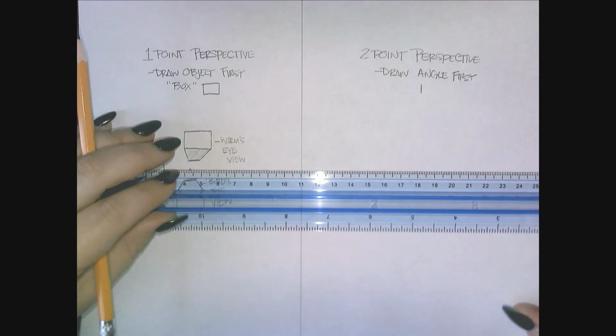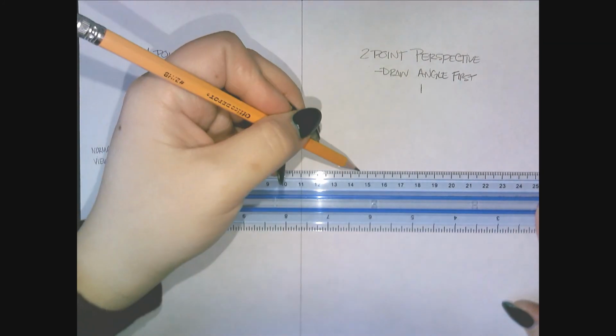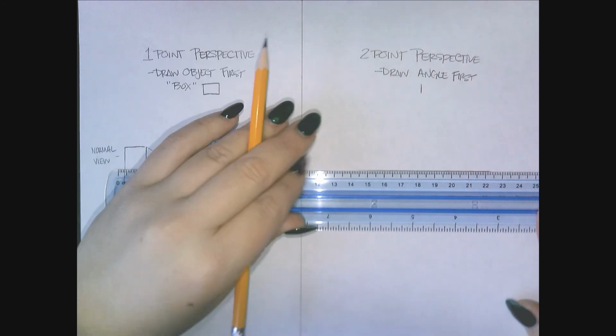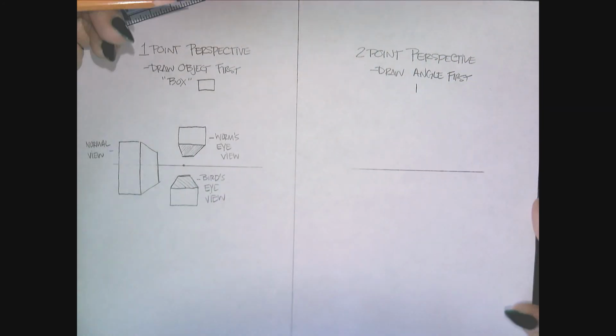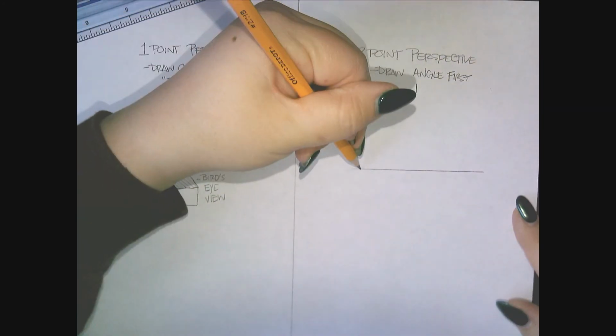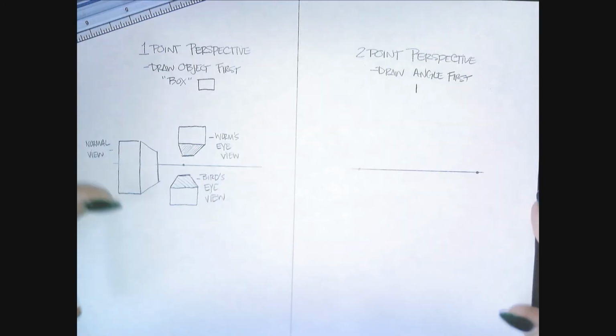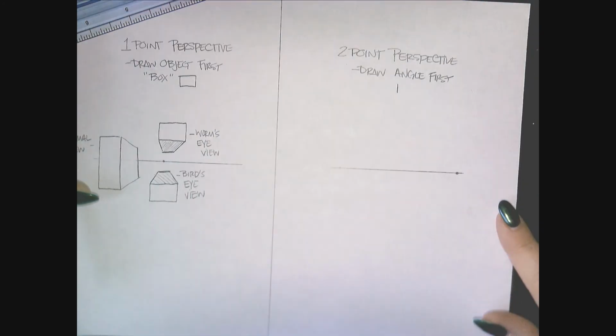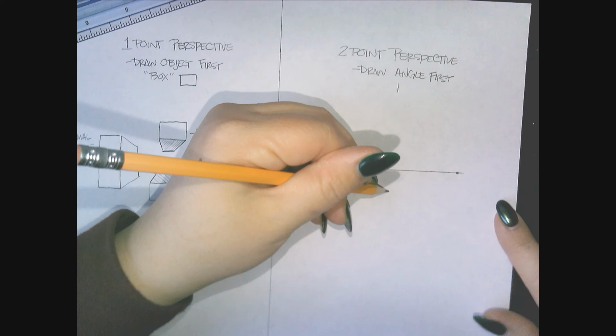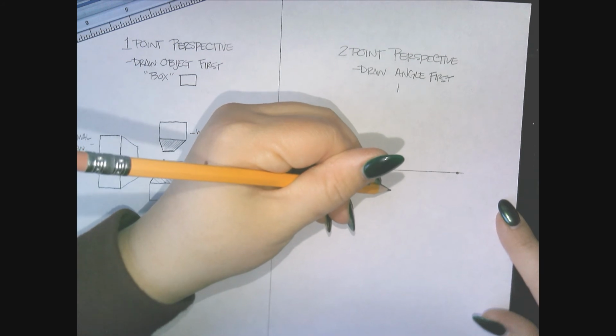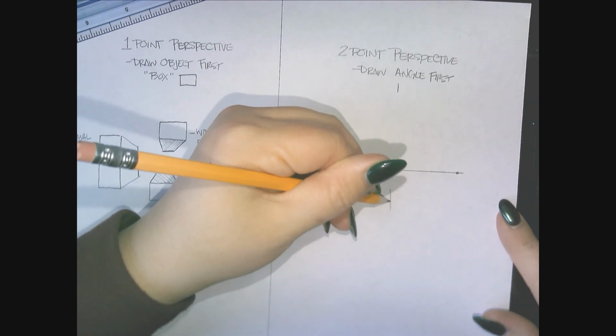Using our ruler, draw our horizon line. And instead of having one vanishing point in the center, we're going to draw 2 vanishing points towards the outside part of our horizon line. And we're going to start with the angle first. So we're going to be below that horizon line. Start off with your angle.